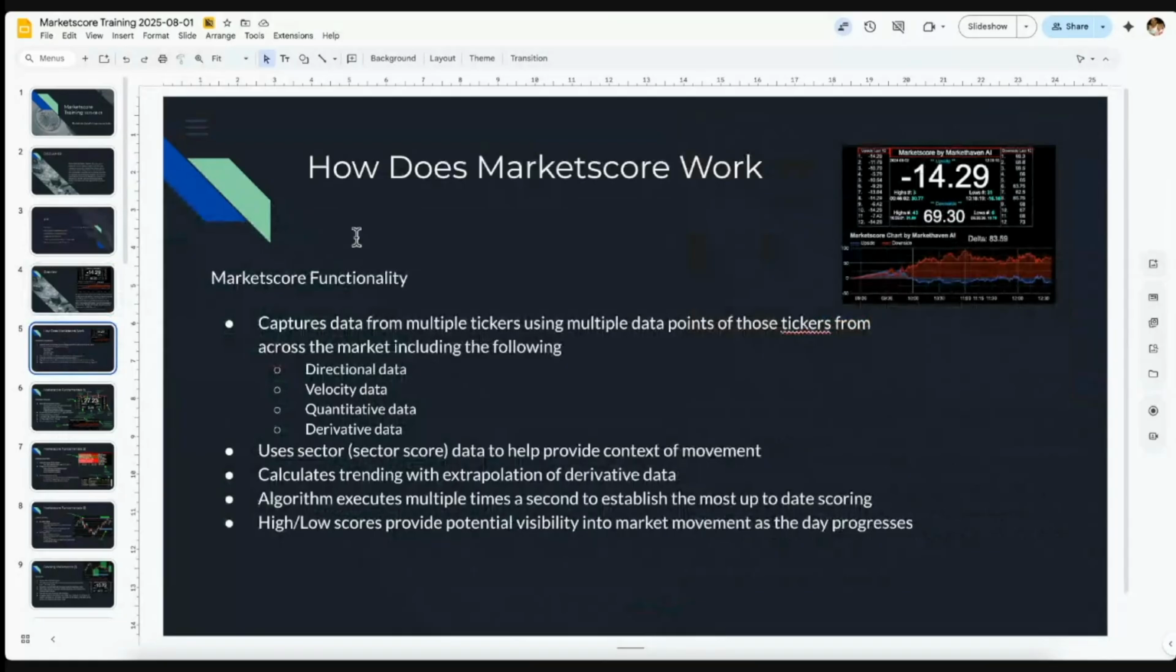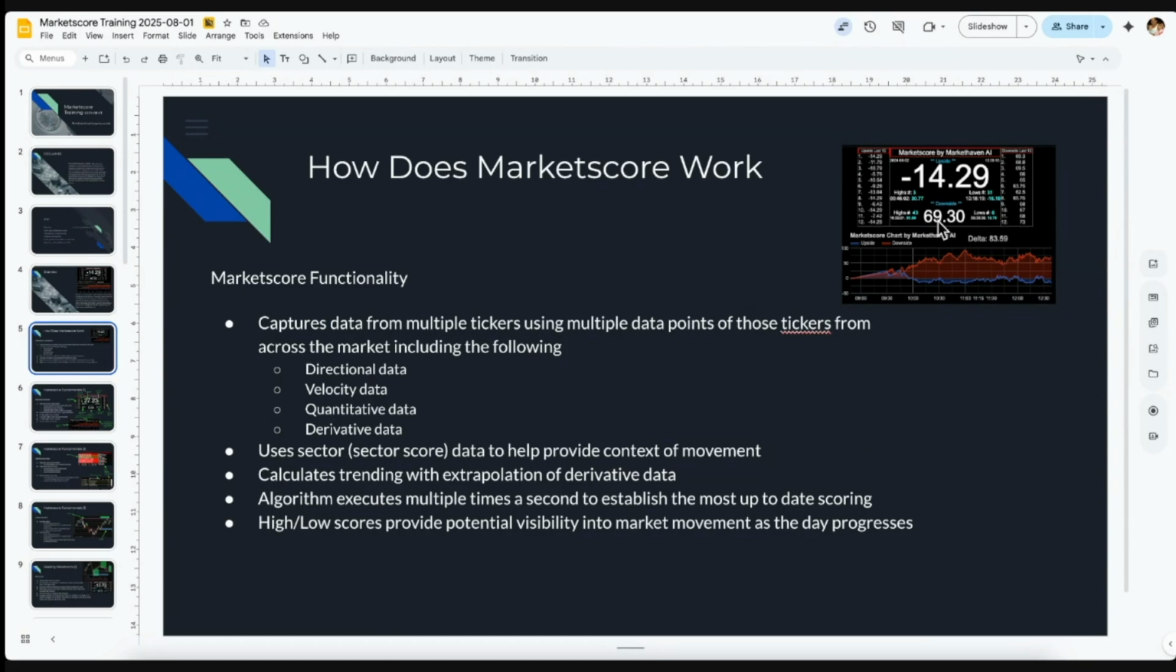So how does it work? It captures data from multiple tickers, using multiple data points of those tickers from across the market. It uses directional data, velocity data, quantitative data, and derivative data, which is a very fancy way of saying that it takes a lot of data, boils it down, and generates an upside score and a downside score.